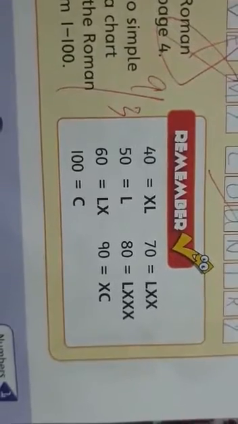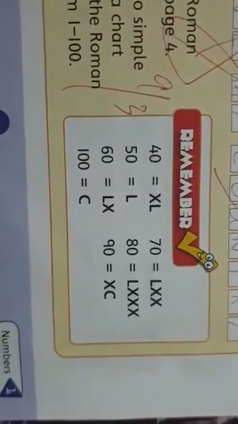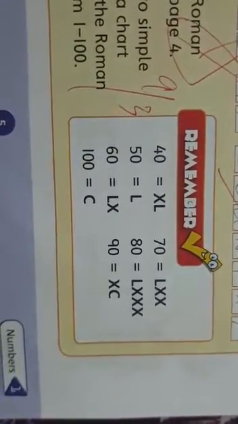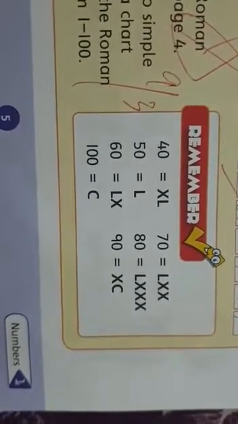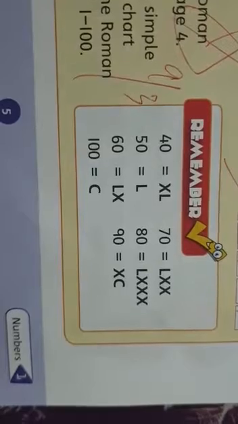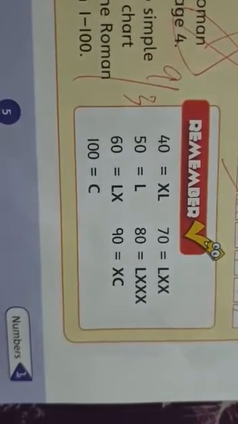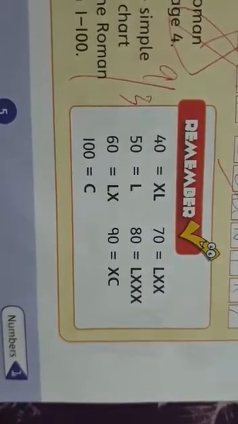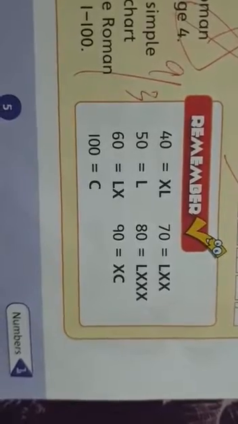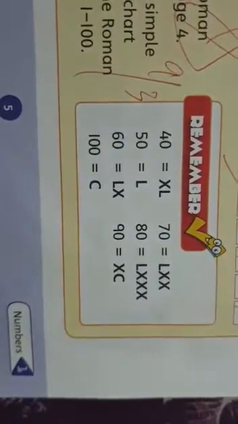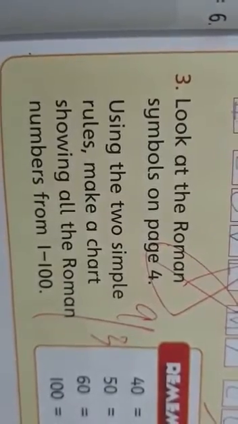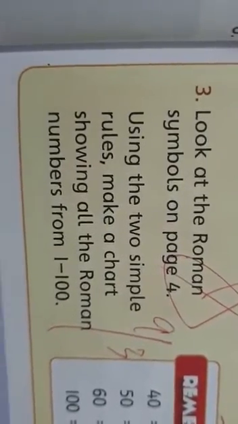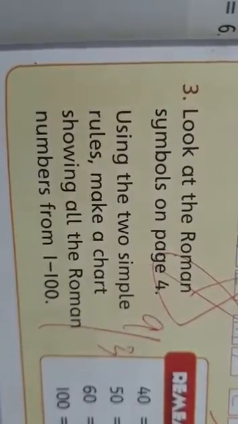Come to this chart. You need to remember these digits: 40, 50, 60, 70, 80, 90 and 100. These are given in Arabic numerals and Roman numbers also. So these are very helpful to write the Roman counting up to 100. Learn them by heart. There's a question number 3. Look at the Roman symbols on page 4. You have to write the Roman counting from 1 to 100 in your notebooks.